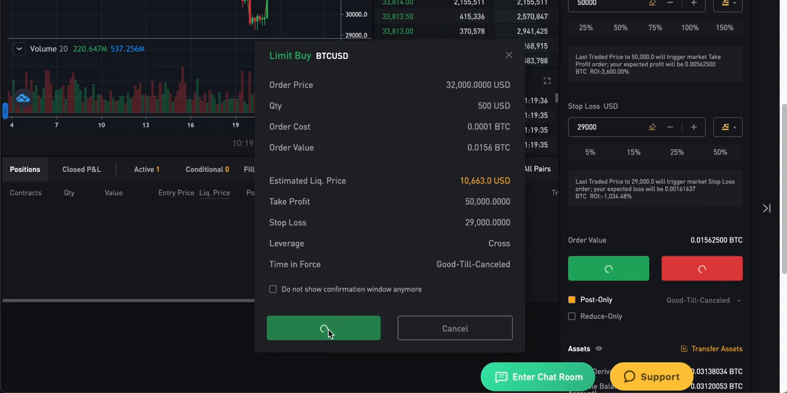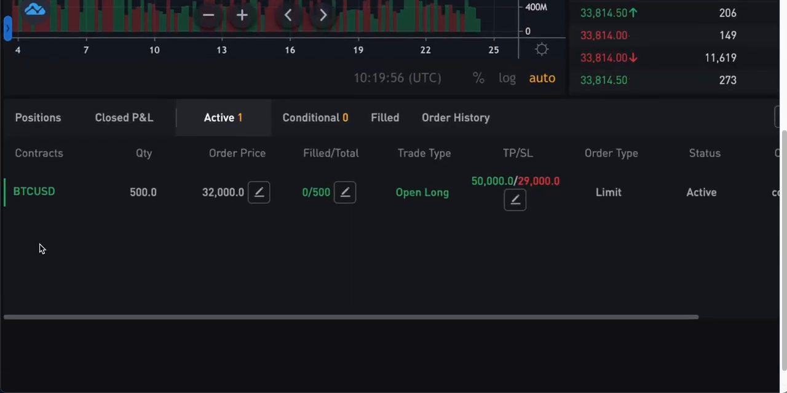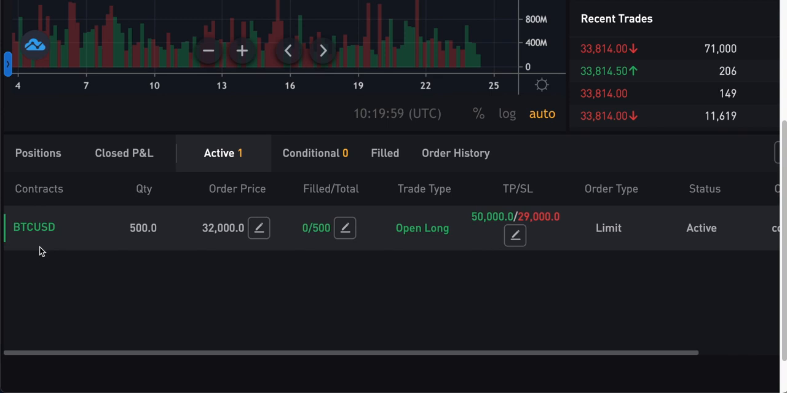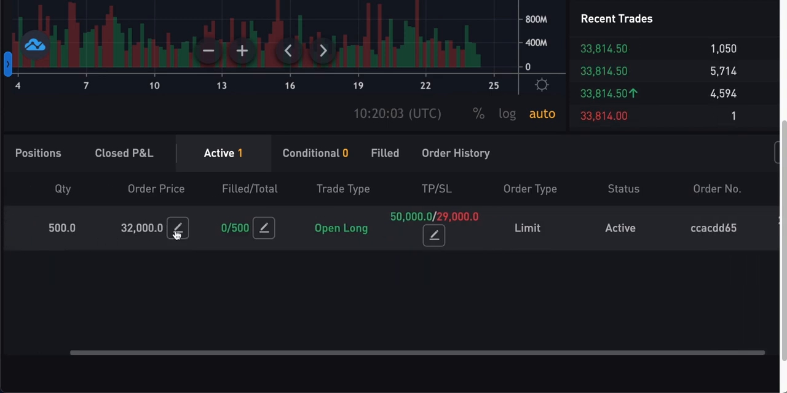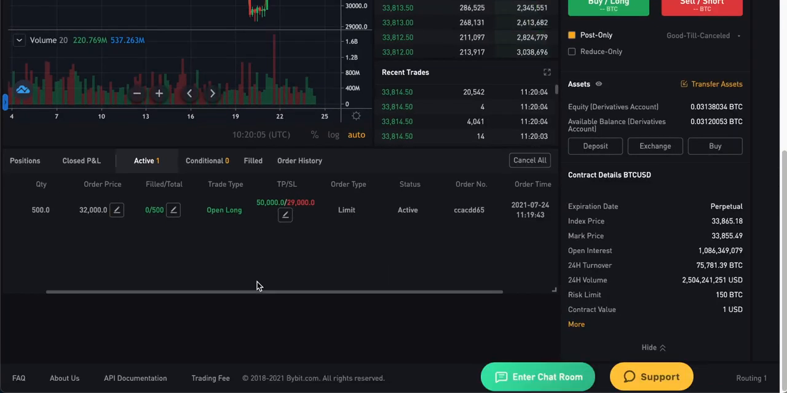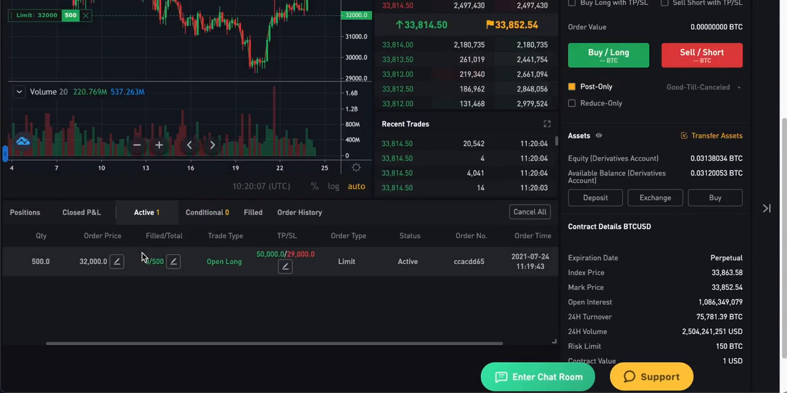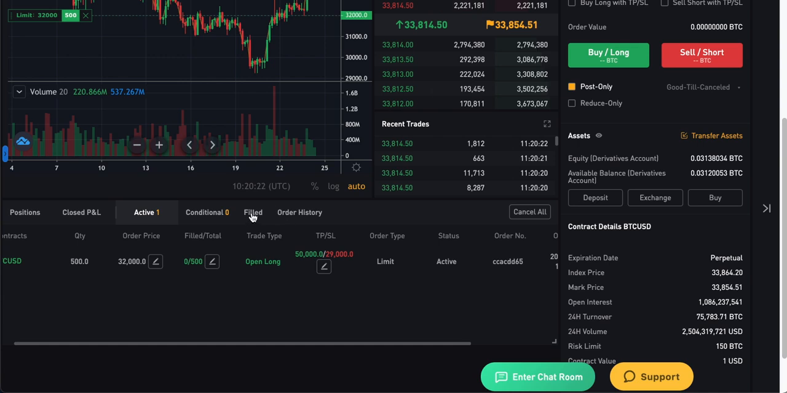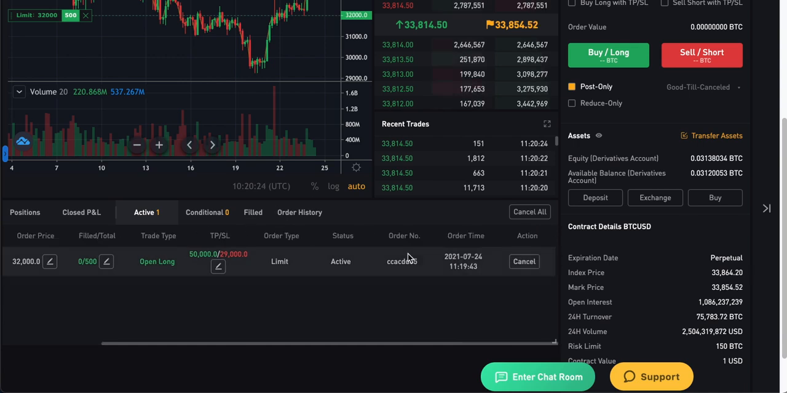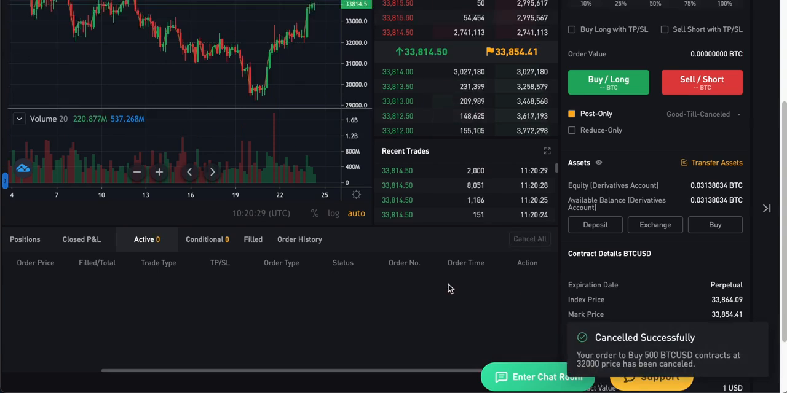You can click this box if you don't want this confirmation to show up. We're going to click confirm right here. And you can see that order has gone in successfully for us. So we have an active order right here. We have Bitcoin USD, our quantity, our order price, how many we've been filled. Obviously none out of 500 because our price is 32, which is way below the current market price. But we have a long right here, and then you can change your take profit and stop losses at any time. And if we do get filled, then that will be in our filled orders, of course. What you can do though, if you want to cancel that order, if it hasn't gone through, just press cancel. That'll be cancelled for you.